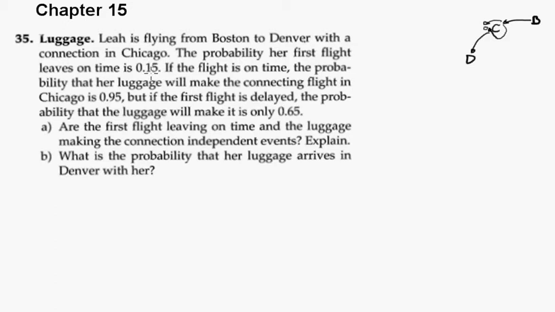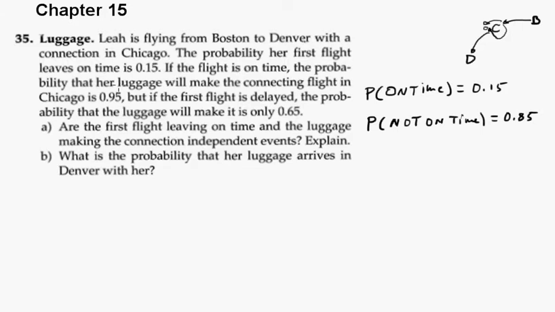So they give us some probabilities. The probability that the flight leaves on time from Chicago, let's say on time, is 15%. And then from that we could say not on time would be the complement, so that would be 85%. Okay, so that's information given to us.